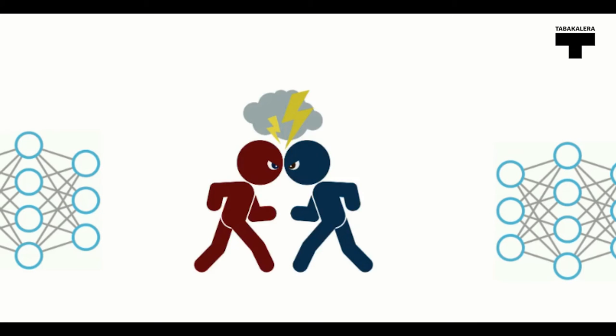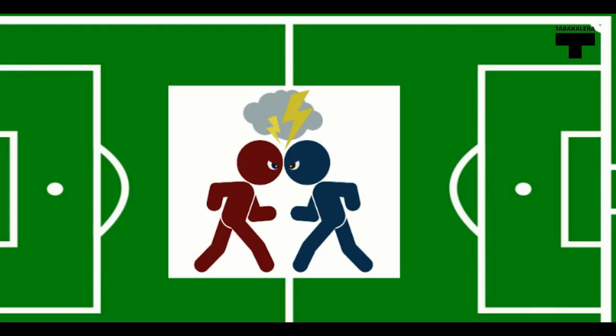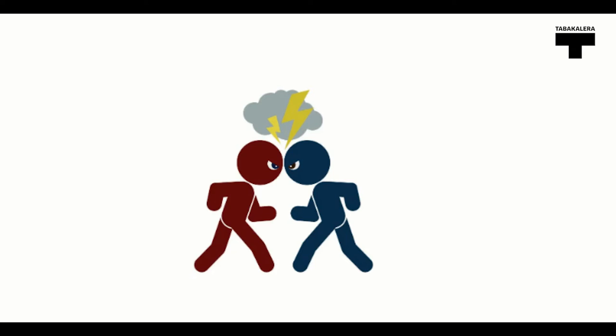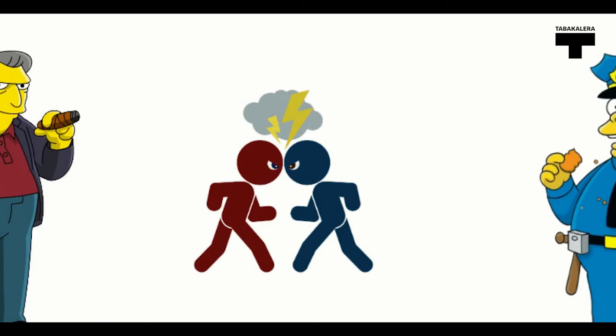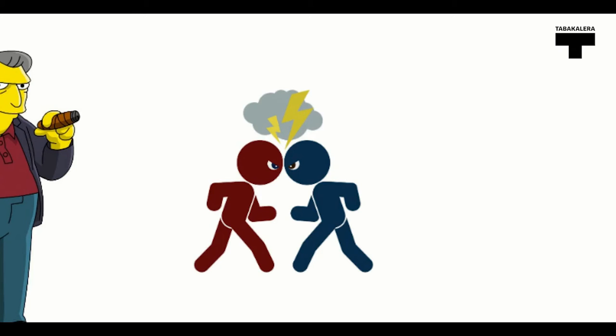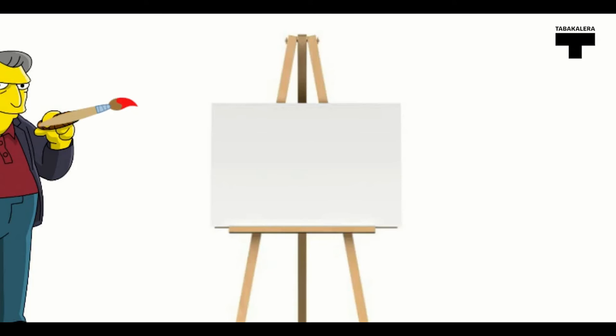They oppose each other. To use an analogy, we can think of our GAN as a game of football, with our generator and discriminator being the two opposite sides. Or to use another, we can think of the generator as a criminal and the discriminator as a policeman or a detective. But our criminal isn't just any old criminal. They've got certain artistic pretensions. They're a creative criminal. And their crime of choice is art forgery.